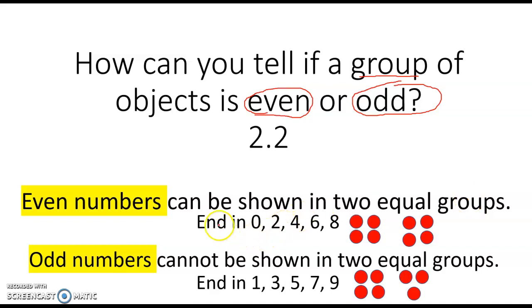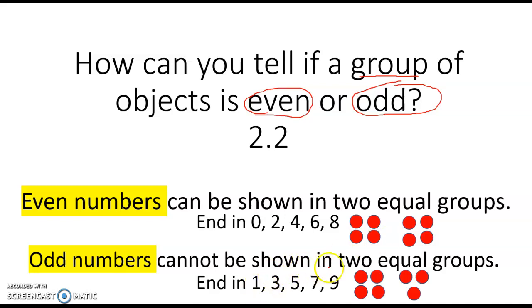Even numbers always end in 0, 2, 4, 6, or 8. So here we have 8. It's been broken up into two groups of 4. Each group is even or equal. So 8 is an even number.